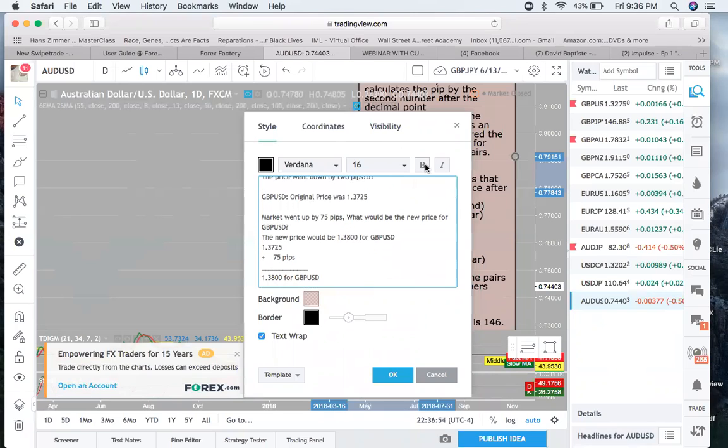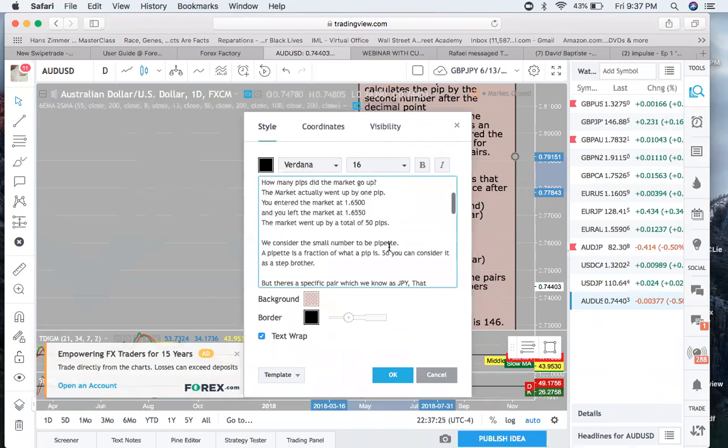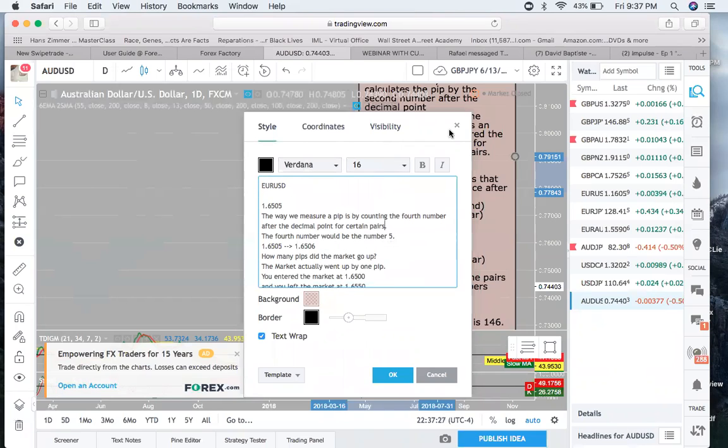All right. So now when we calculate GBP USD original price, which is 1.3725, and the market went up by 75 pips, the new total price for GBP USD would be 1.3800, because when you add 25 plus 75, you get 100, and 100 plus 3,700 gives you 3,800, and you just carry the one down. Okay, so this is the first lesson of point in percentage, which is also known as a pip.